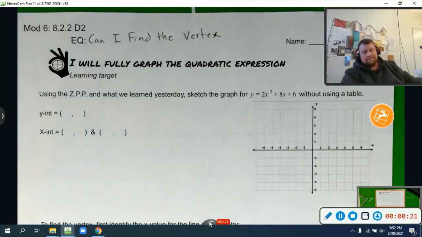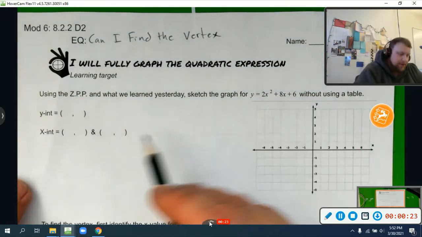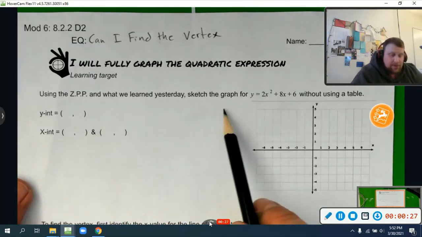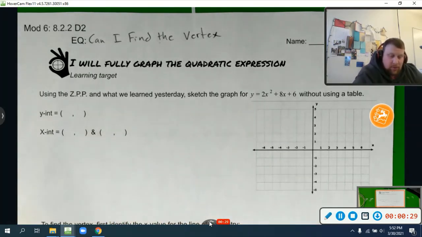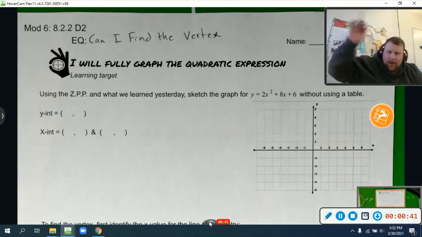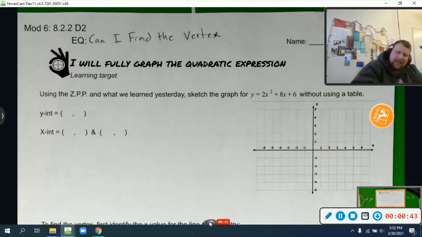All right. What I want you guys to do is we're going to use the ZPP and what we learned yesterday to sketch the graph for y equals 2x squared plus 8x plus 6 without using a table to solve it. You know, back in the day when we had to plug in all them stinking x values and solve for a bunch of y's, and maybe we got the right shape of the graph, or we'd have to go back and do it again.